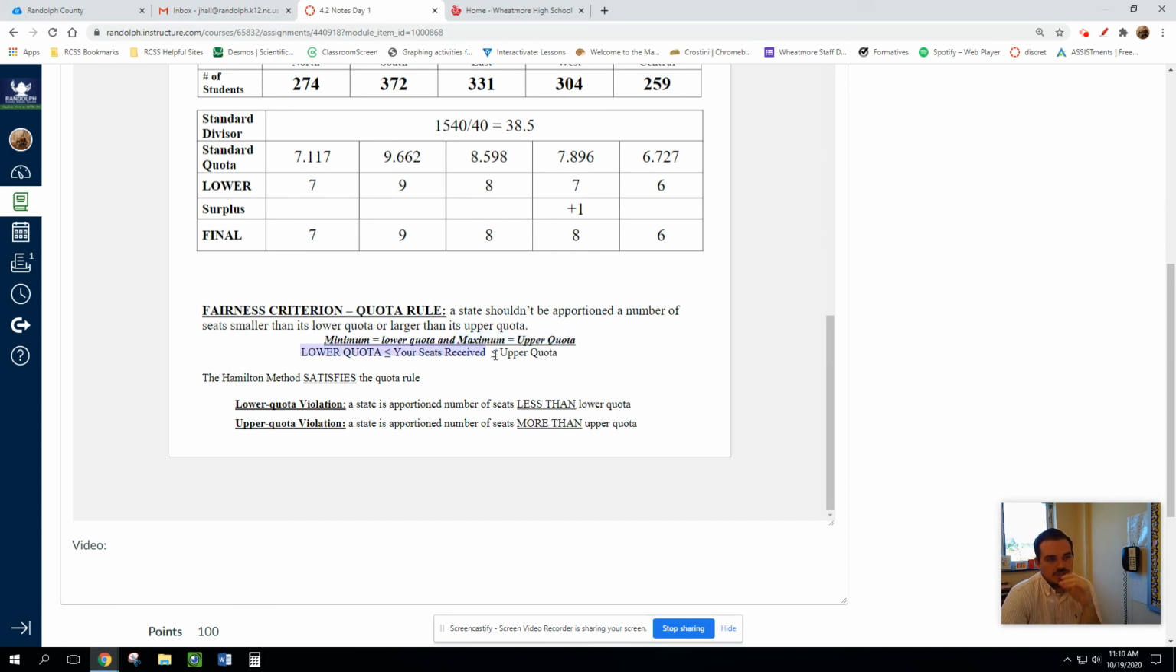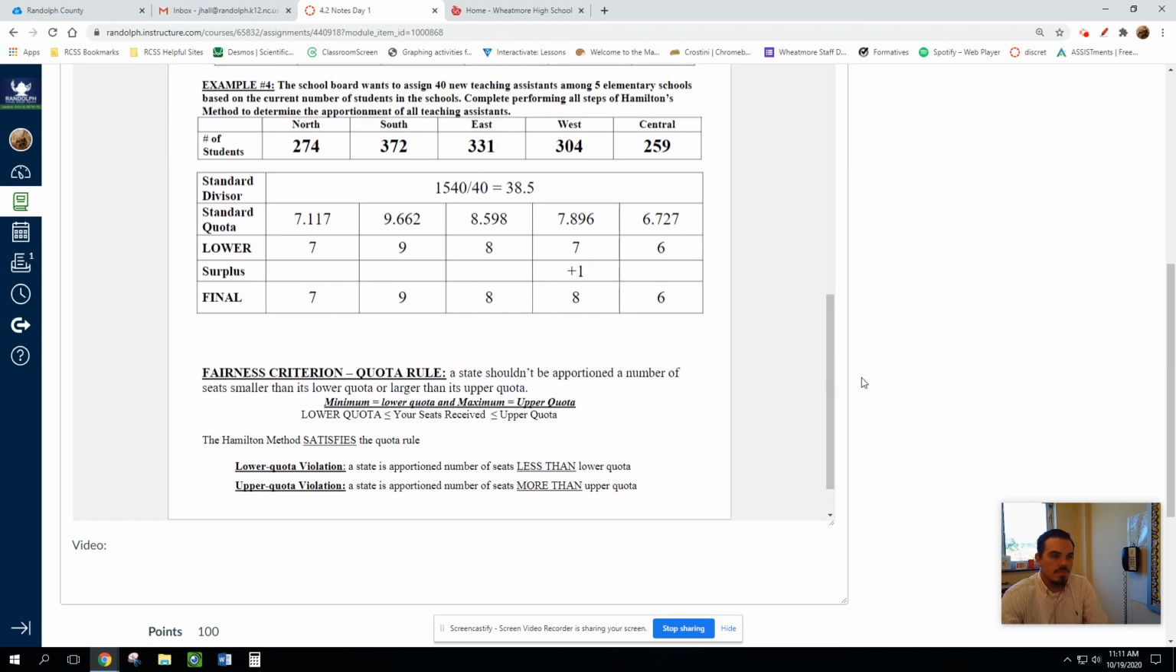Now this notation is just saying that exact thing. The Hamilton method satisfies this as long as our surplus is not more than the number of players. A lower quota violation is when a state is apportioned a number of seats less than the lower quota, and an upper quota violation is if it goes more than the upper quota. So that's the notation and how you would identify it: it's an upper quota violation if it goes above the upper quota, or a lower quota violation if it's less than the number of seats in the lower quota.